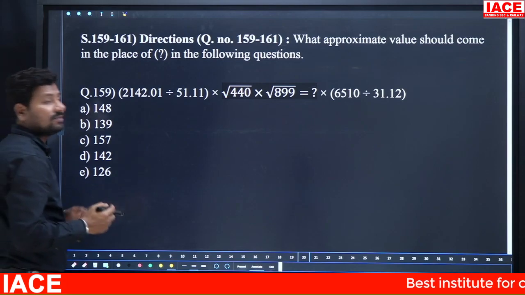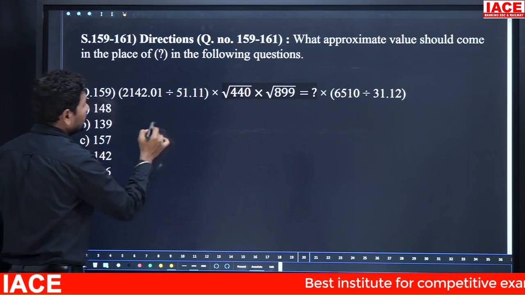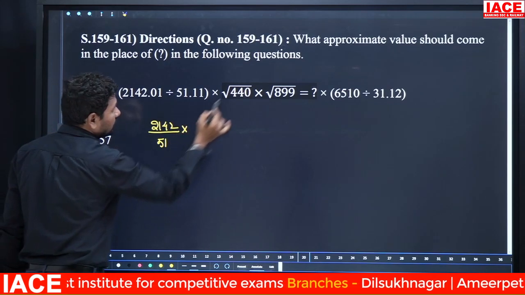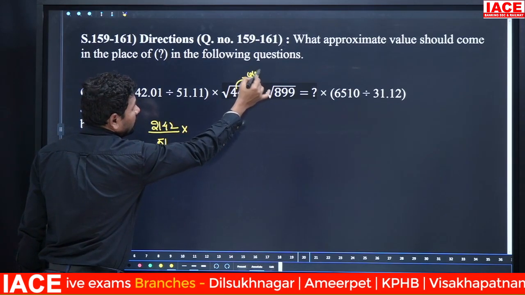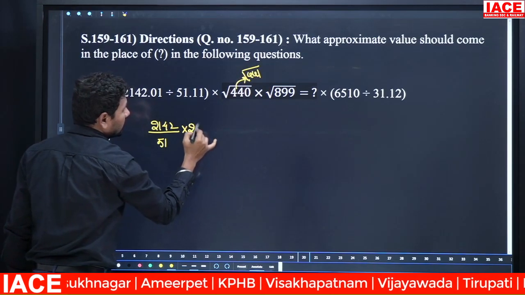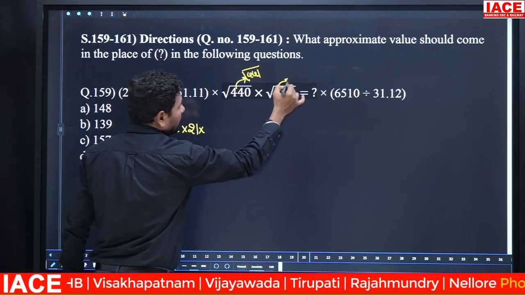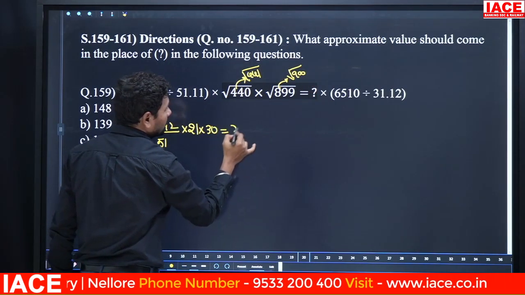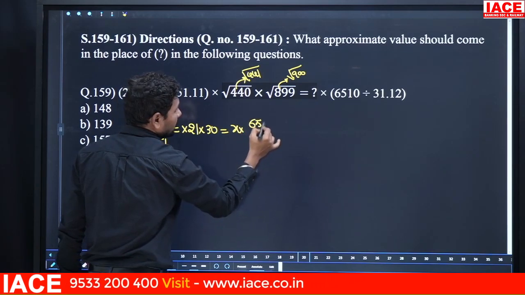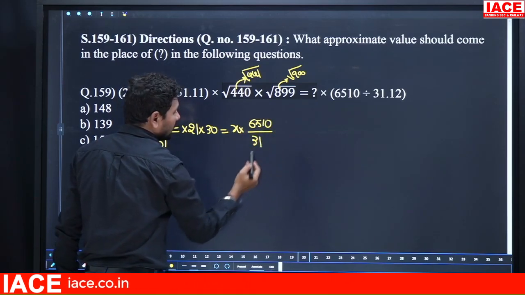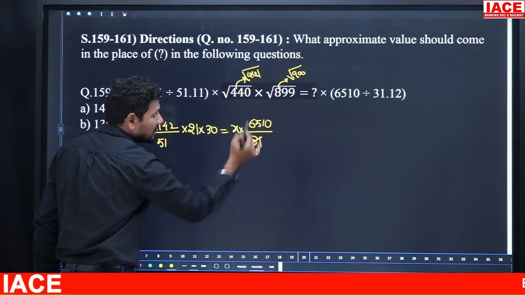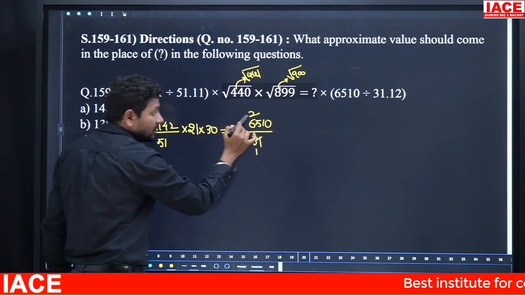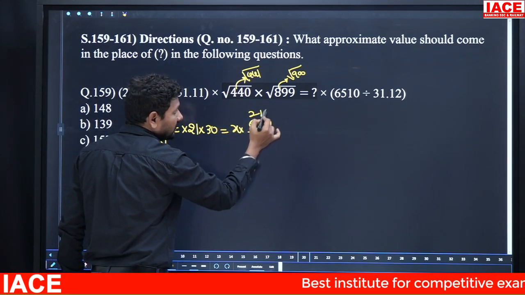Next question, we have a simplification. 2142 divided by 51 into root of 441. Root of 441 is equal to 21, into root of 900. Root of 900 value is 30, which is equal to x into 6510 divided by 31. Cancel the terms. 31 ones are 31, 31 twos are 62. From 65, 62 is gone, remaining is 31. 31 ones are 31 and 0.